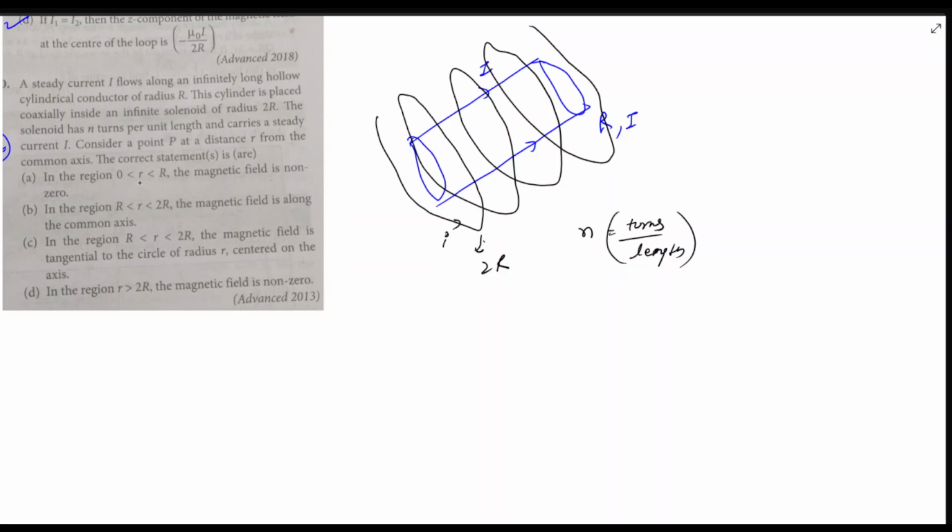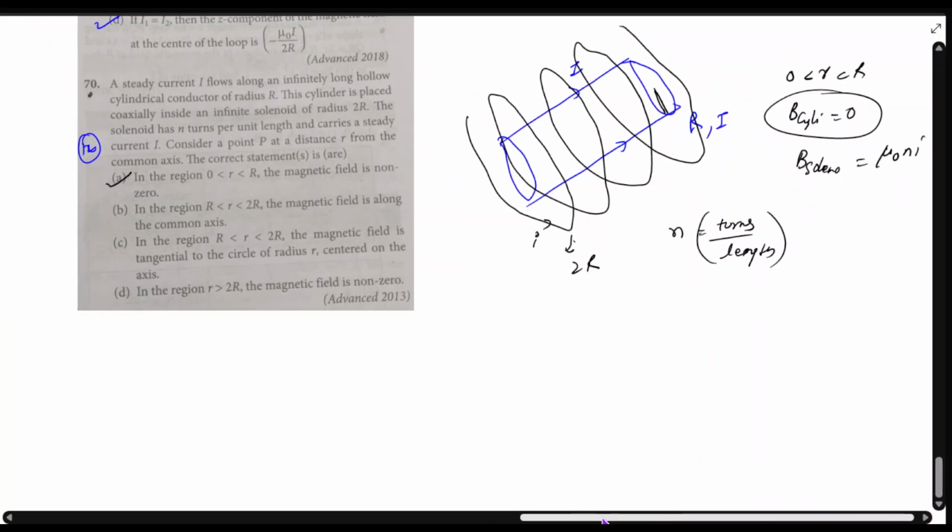So in the region 0 to r, in between there is only the magnetic field due to the cylinder at these points, right? So for r greater than 0, less than r, magnetic field due to cylinder will be 0 if you make an Amperian loop, but magnetic field due to solenoid will be mu naught n I, right? So the magnetic field is non-zero, so A option is correct, right? So A option is correct.